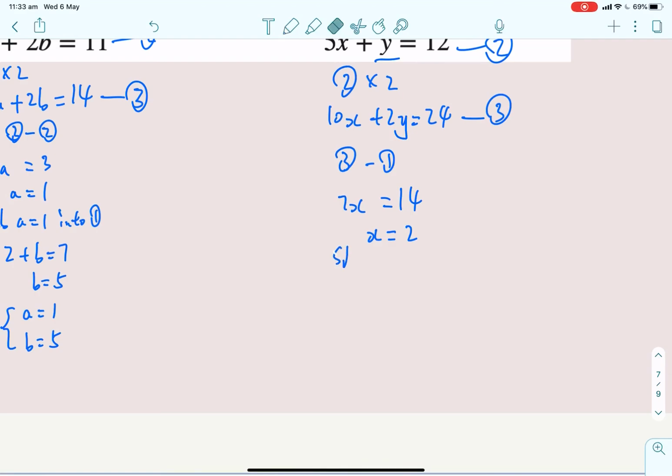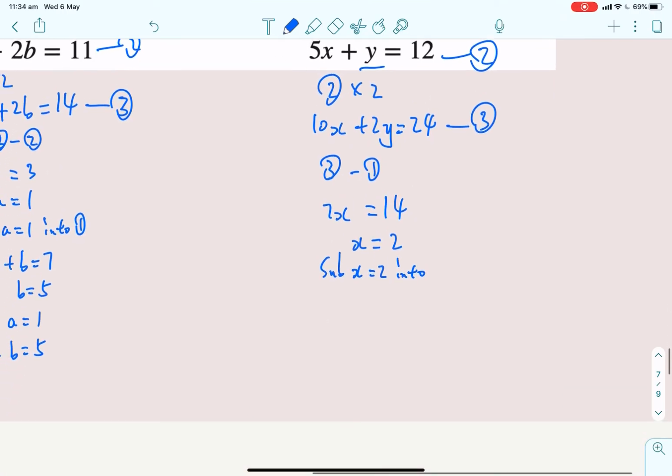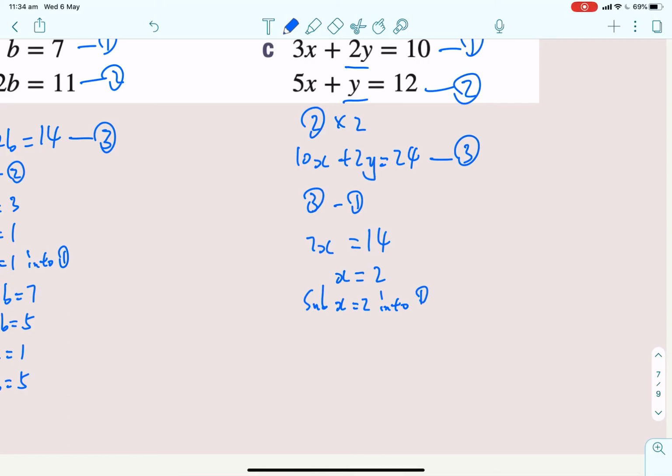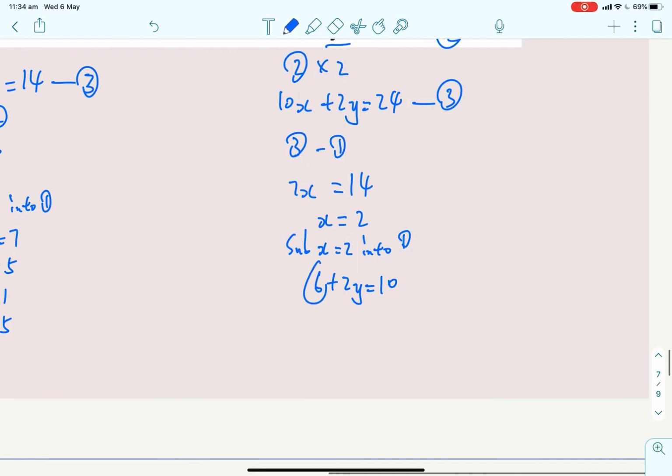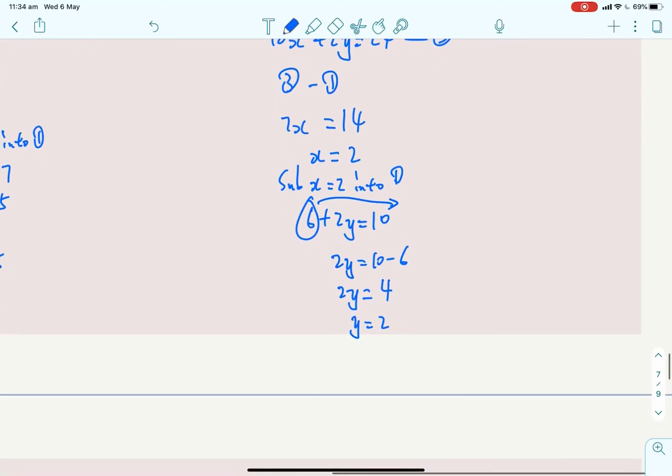Now substitute x equals 2 into the first one, which looks smaller. So 3 times 2 is 6, plus 2y equals 10. Move this over, so 2y equals 10 minus 6. 2y equals 4. So y equals 2. Yep, so we got x is 2, y is 2.